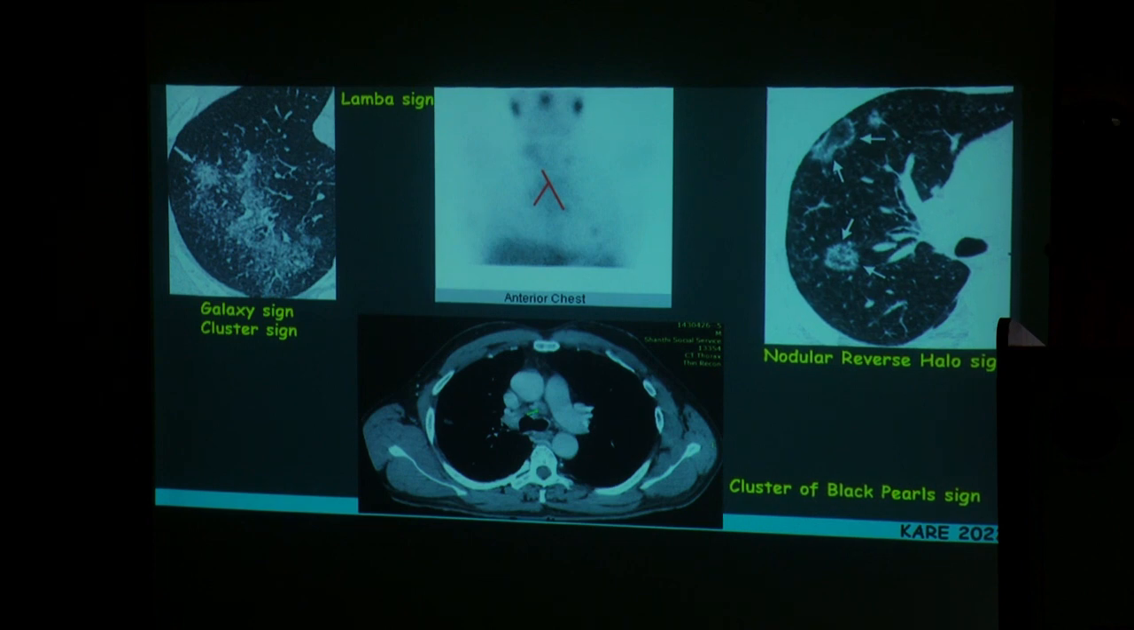So these are other signs that can be asked in sarcoidosis. A clustered constellation of nodules with scattered small micronodules over it is called the galaxy sign. The clustering is also called the clustered sign. Lambda sign: right paratracheal lymph node with bilateral hilar nodes on a PET CT is the lambda sign. This is the black pearl sign that I mentioned earlier. On contrast administration, you will see low density areas within an enhancing node, that is called the cluster of black pearl sign, and the nodular reverse halo sign. Clustered nodules with surrounding denser lesions you call the nodular reverse halo sign.